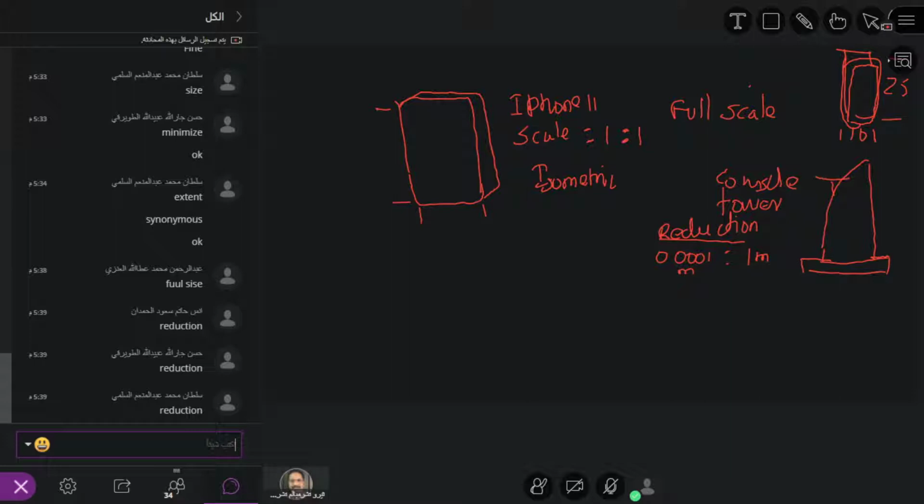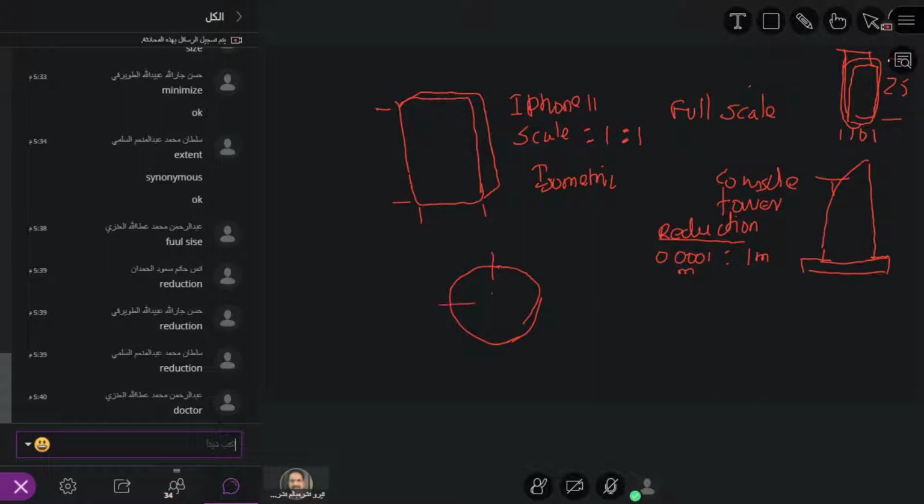Suppose you want to make a drawing of a small item, let's say a battery. When you buy the battery from the shop, it is very small. So what I did, I made a drawing of the battery. This is the battery, a Maxwell battery.